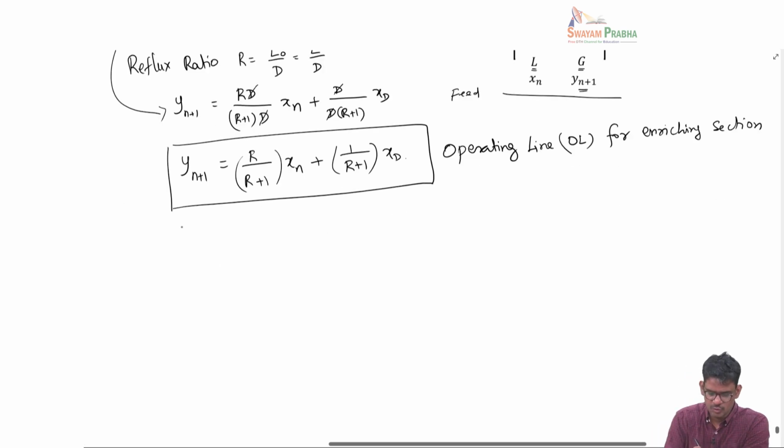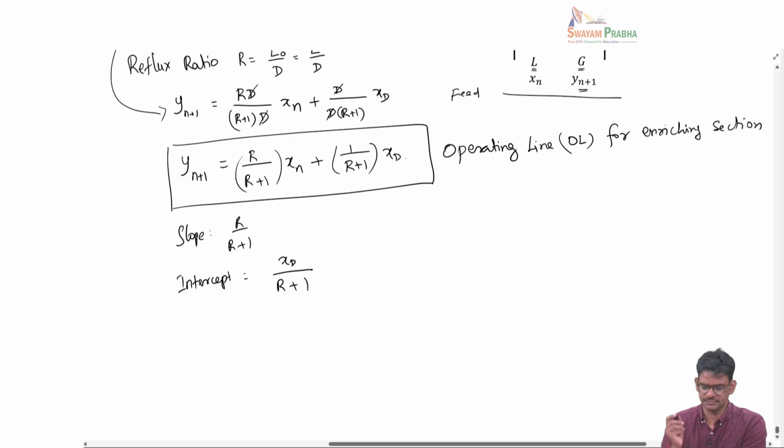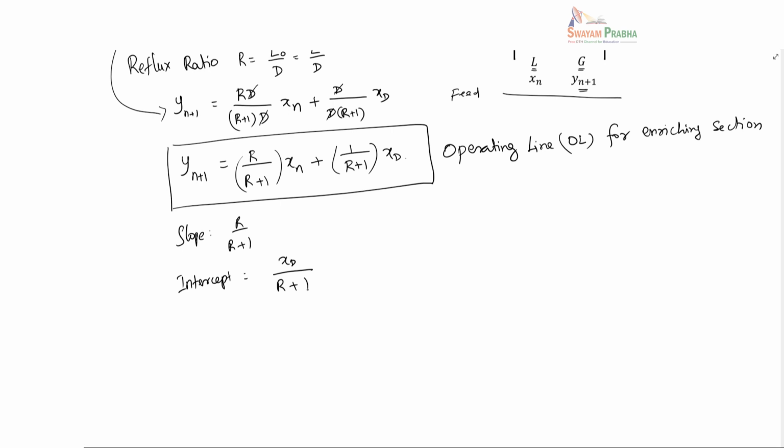So it has a slope of R by R plus 1, an intercept of xD by R plus 1. So if you want to locate the operating line for the enriching section, the information that you need would be the distillate composition, which is prescribed, xD, and the reflux ratio, which is also prescribed, because you want to know under what condition you want to operate the column.